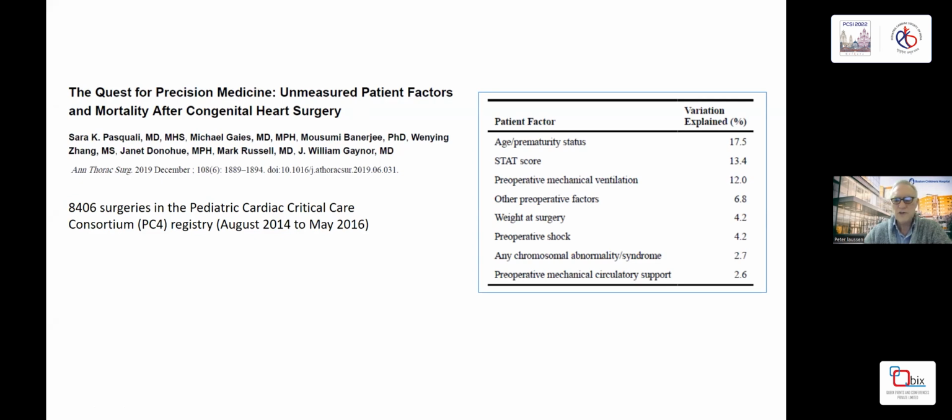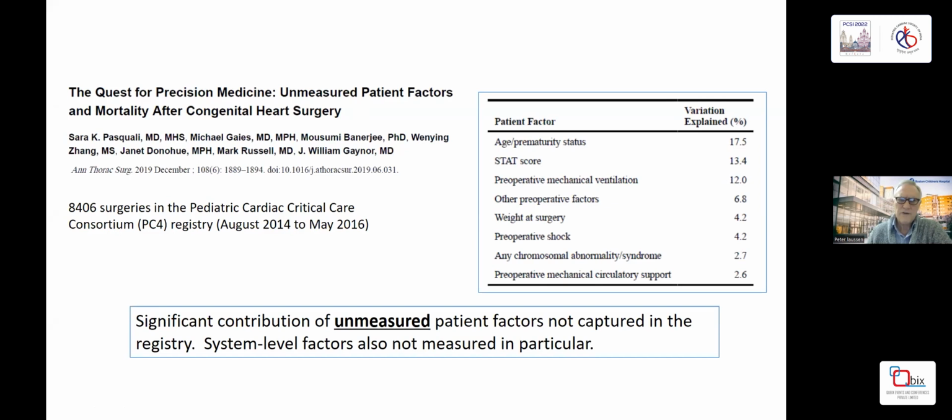That's not new information. But what they did confirm was that there was a significant contribution to mortality of unmeasured patient factors that are simply not captured within the registry or within the EMR for that matter. And system level factors in particular were not measured: how we make decisions, how we practice as a team and as an organization. Some of those factors are very important.